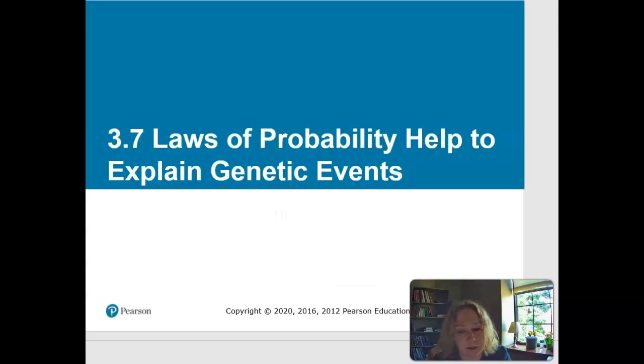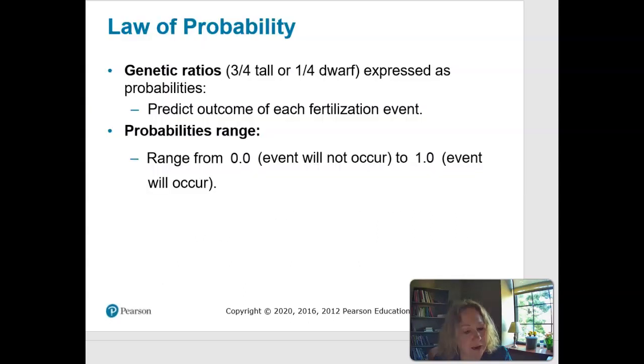Okay, back to the laws of probability and how they explain genetic events. So genetic ratio, 3/4 tall, 1/4 dwarf, expressed as a probability. So you have about a 3/4 chance of having a tall P baby and a 1/4 chance of having a short dwarf baby if you're a P. It predicts the outcome of fertilization events. The probabilities range from 0, the event will not occur, to 1, the event will occur.